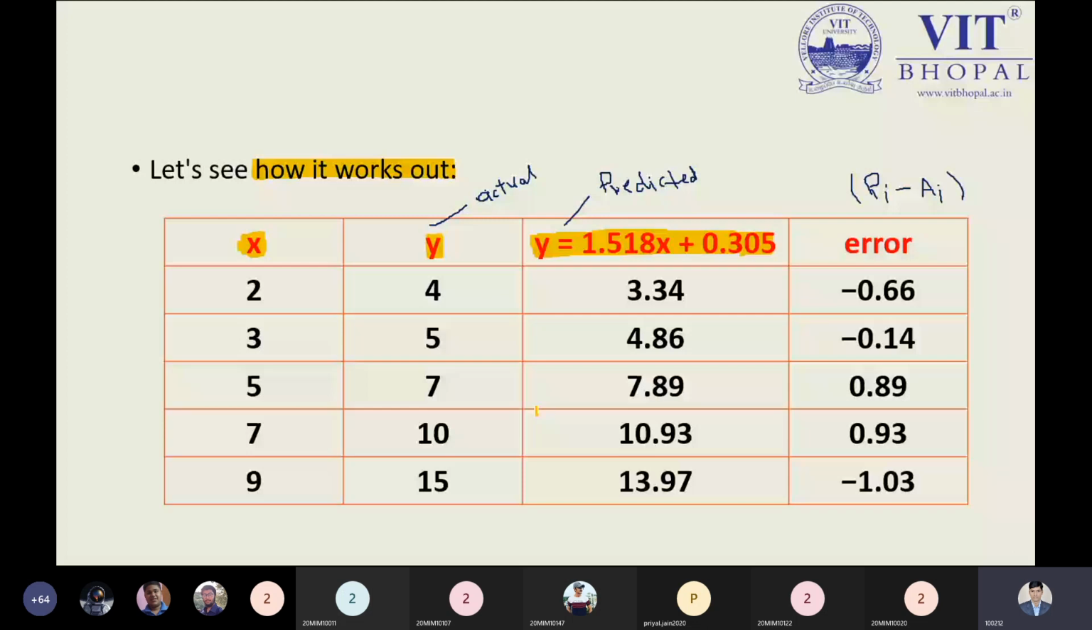So what is the first value? That is 4 and 3.4. So the difference we are getting is 0.66. That is the point. So this is our error. Now is it clear to all right now?